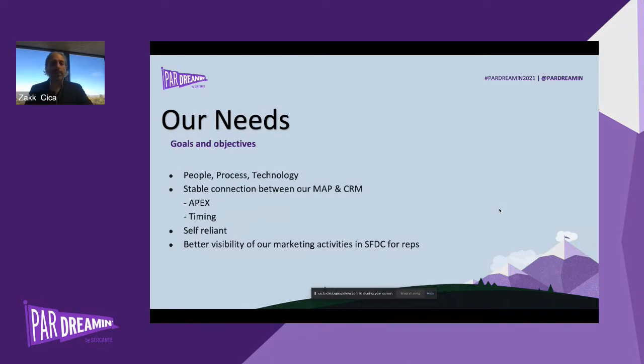at a different MAP. In addition, as much as we love partners, we wanted to be more self-reliant. We didn't want to have everything helped out with partners, with all these complexities, with all this customization. We want to do a lot more things in-house. And most importantly, we wanted better visibility of our marketing activities in Salesforce for our reps. We do all this work for marketing. We want that to be representative and visible to our reps using Salesforce.